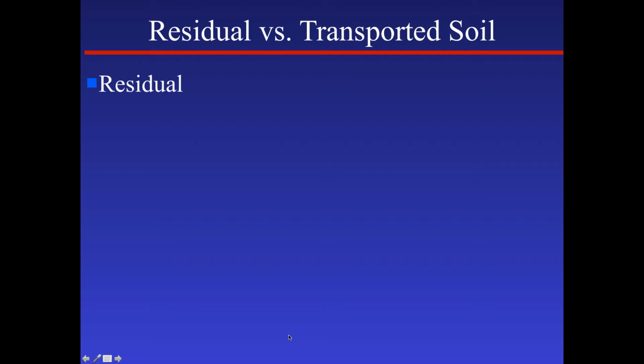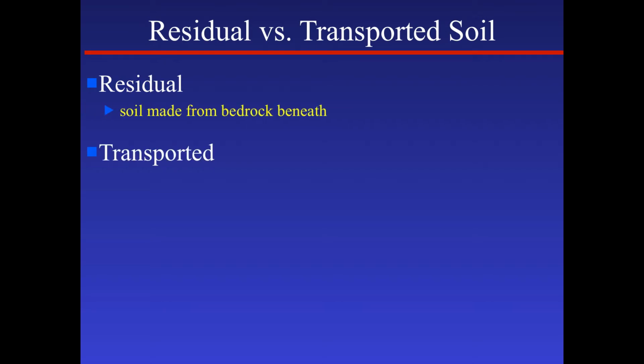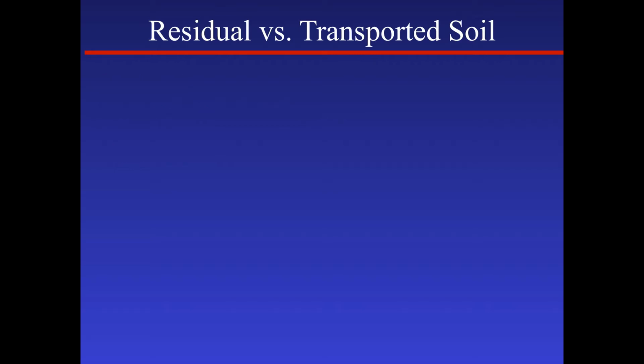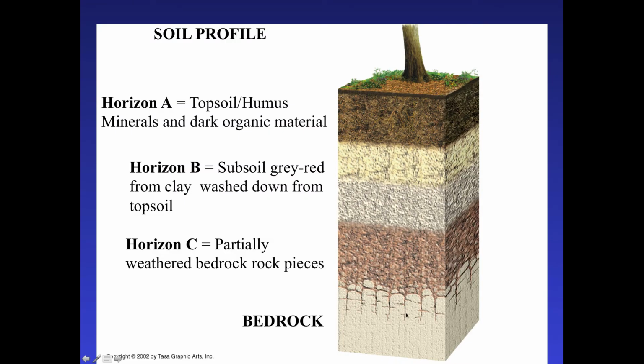Speaking of washed away, what you have are two different types of soils. You have residual and transported. Residual soil is soil that is made from the bedrock beneath. So basically, if you go back to the soil picture, all this soil matches the bedrock down here because it's never been moved. And that would be very common to places around here.